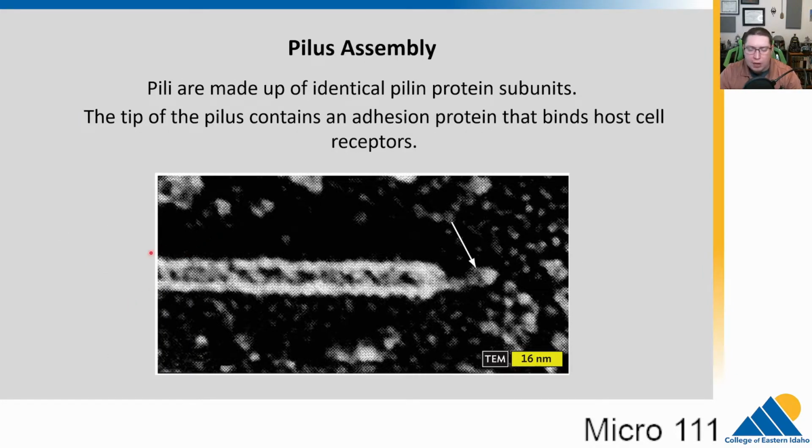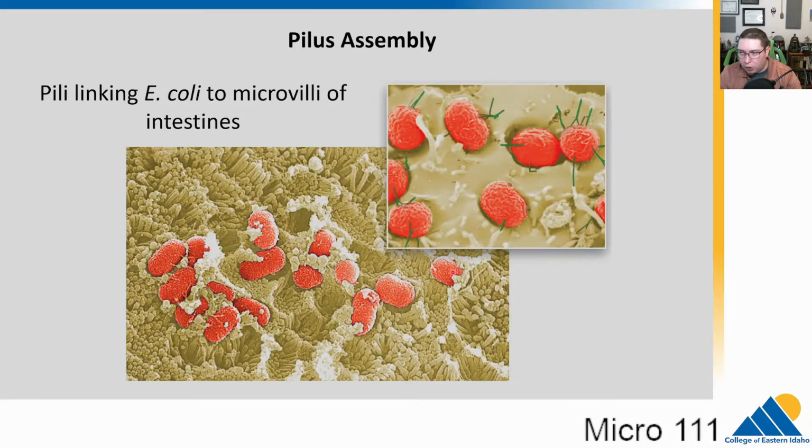So pili, remember, they're these long structures made up of a protein called pilin. Yes, it's very descriptive. And generally at the tip of them, they will have some sort of adhesion protein that can bind to cell surfaces. Maybe it binds to a receptor. Remember, pathogens are all about tricking cells. So maybe it looks like something that binds onto a receptor that's on the surface of a human cell. So these pili, we can think of them as little hooks for grabbing onto things.